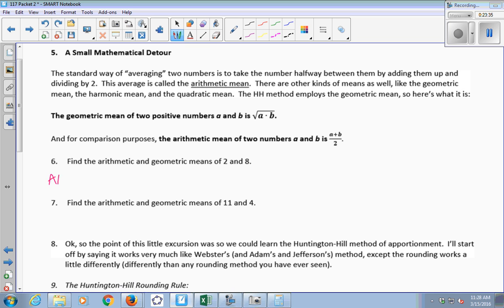Okay, so the arithmetic mean, I'm just going to abbreviate AM. You add them together and divide by 2. So that comes out to 10 over 2, which is 5, right? That's the old way of averaging that we've always known, right? But the geometric mean says you multiply them together and then take the square root. So that becomes the square root of 16, which is 4. So you get a slightly different average when you use a geometric mean.